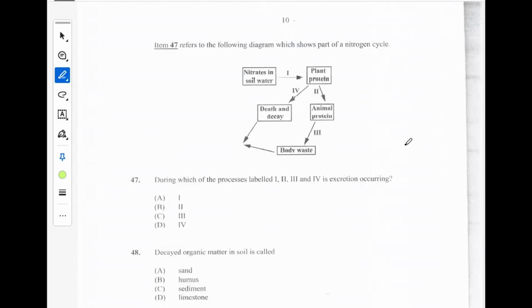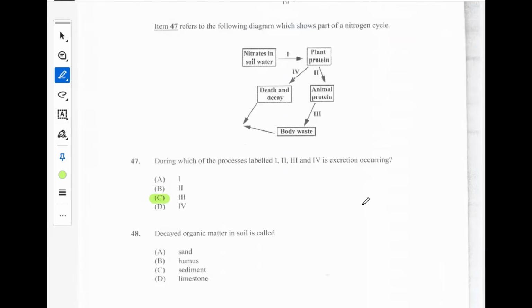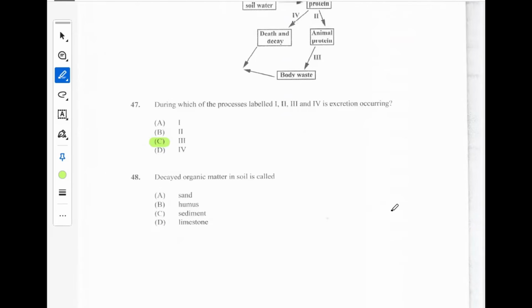47 refers to the following diagram, which shows part of a nitrogen cycle. We have nitrates in soil water going into plant protein, animals consuming it, plants die, animal protein, we have body waste. During which of the processes labeled 1, 2, 3, and 4 is excretion occurring? Excretion is removal of metabolic waste from the body. So we find the body waste and it's 3. C. 48. Decayed organic matter in soil is called humus.